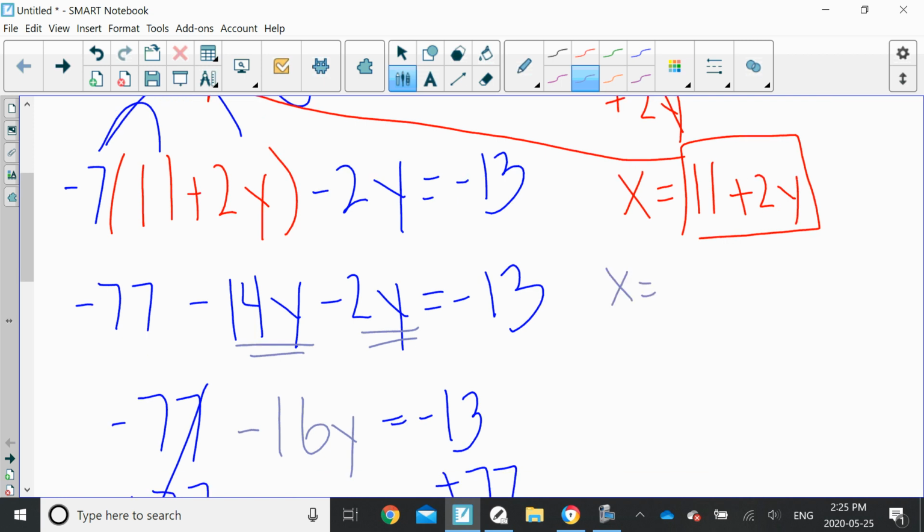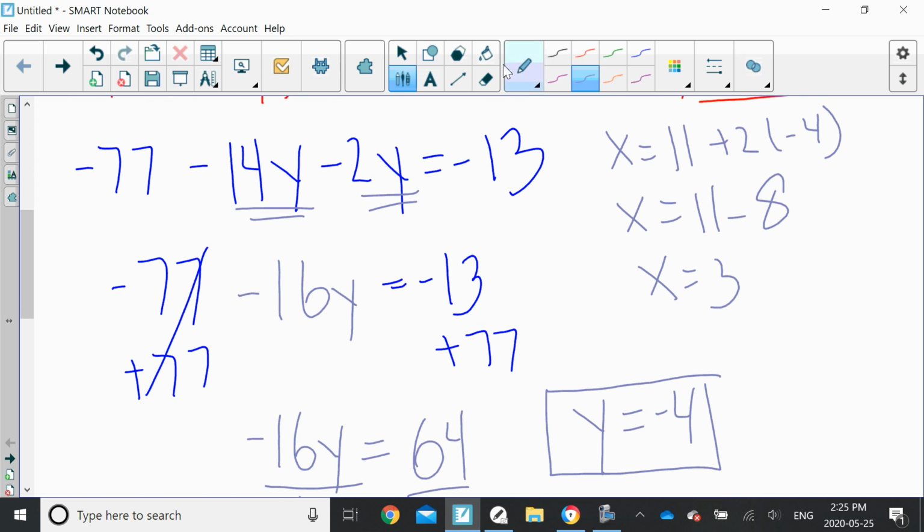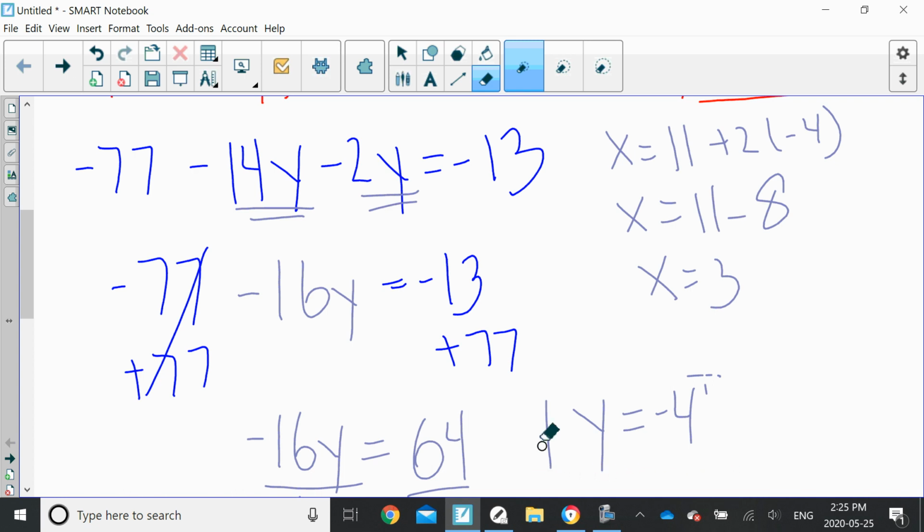So x is equal to 11 plus 2 times negative 4. X is equal to 11 minus 8. X is equal to 3. And I did box in this negative 4. I shouldn't box that in. On your test, it's going to ask you to give your answers as an ordered pair. So once you have your x and you have your y, your ordered pair, remember it's x comma y, so it would be 3 comma negative 4. And that's what you would box in on your test.